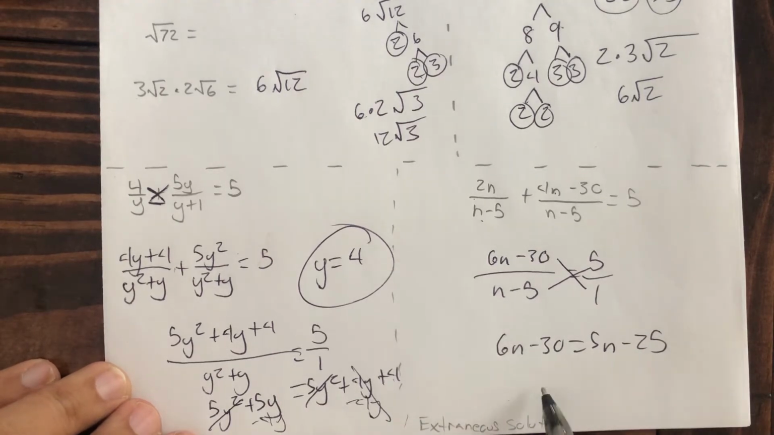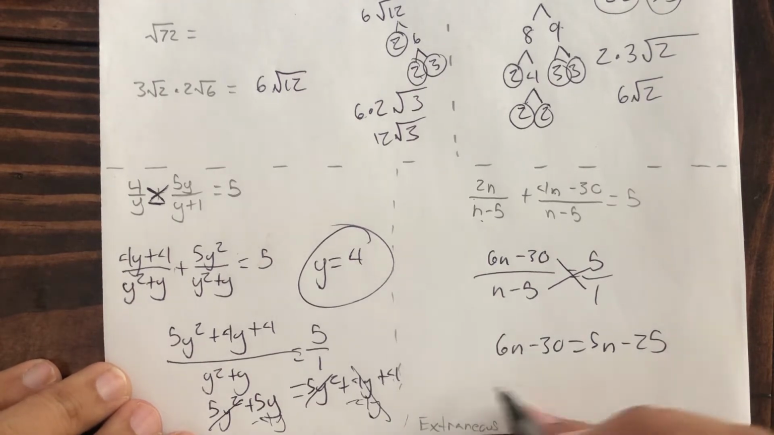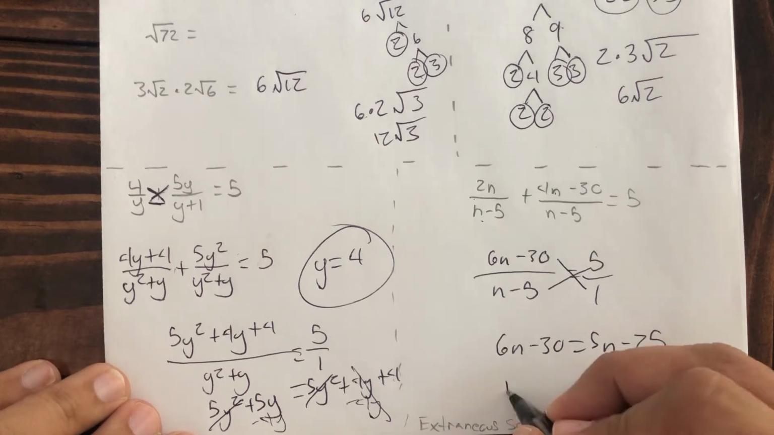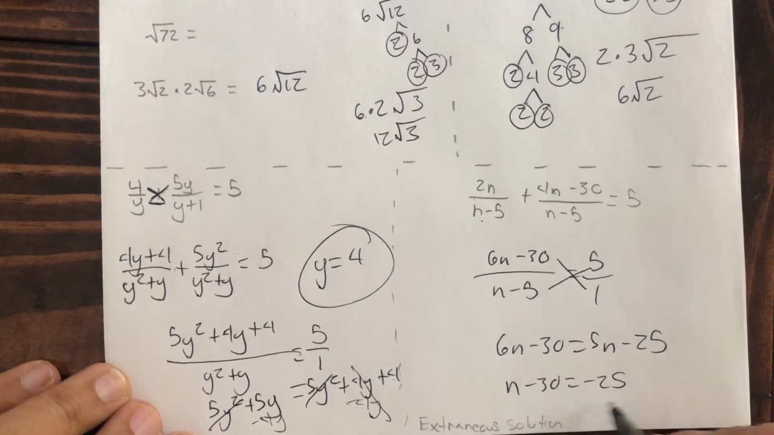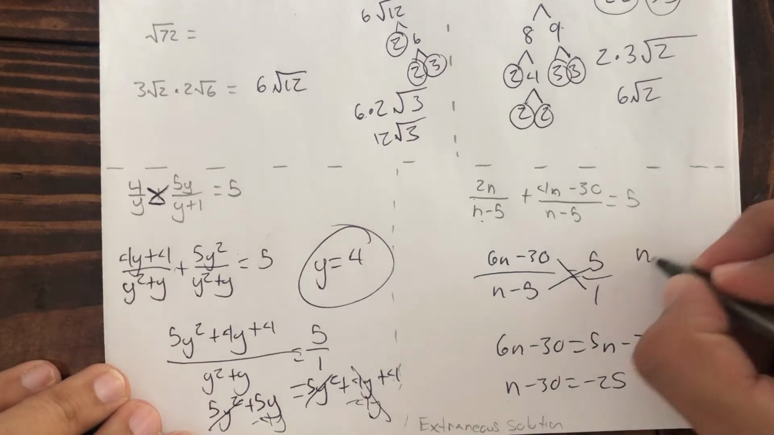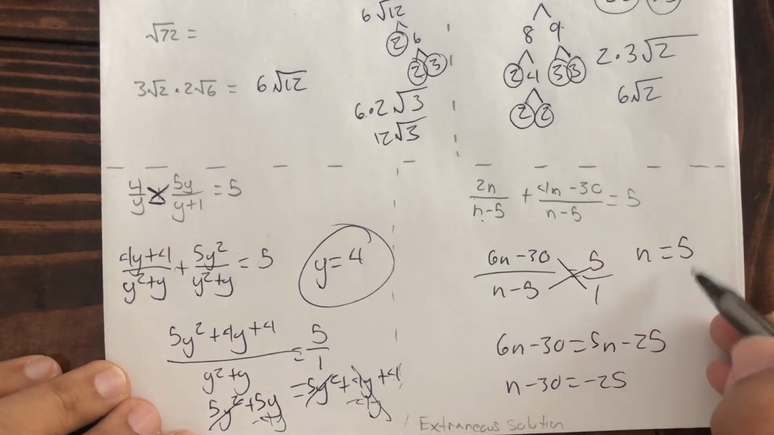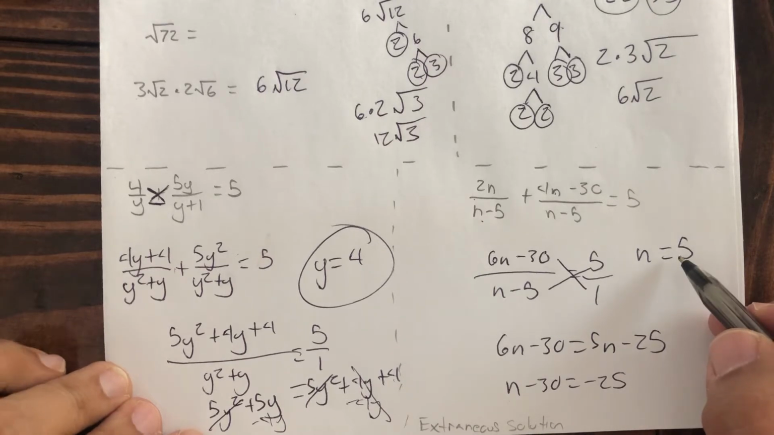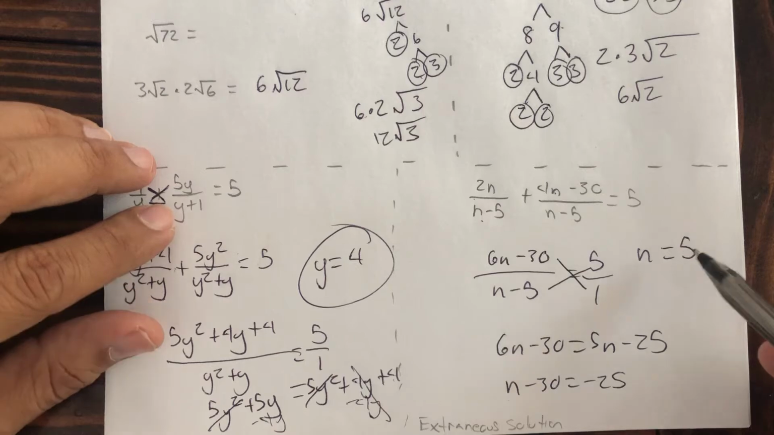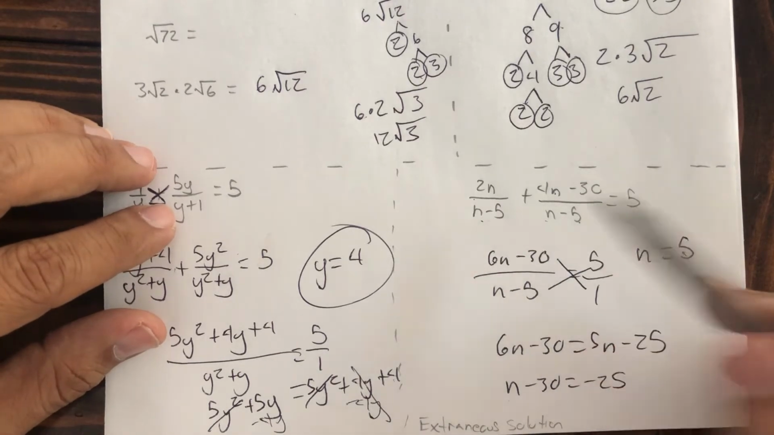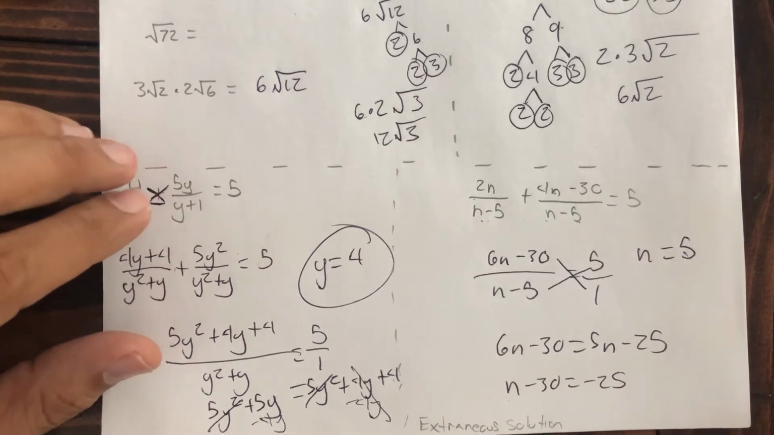All right, looks like a multi-step equation. I'm going to subtract 5n from both sides. I'm going to be left with n minus 30 equals negative 25. I'm going to add 30 to both sides. N equals 5. Now, the thing with n equals 5, even though it is the answer to this problem, is not part of the solution set. Because if I put 5 in this problem, the denominator is going to be 0, which is not allowed.